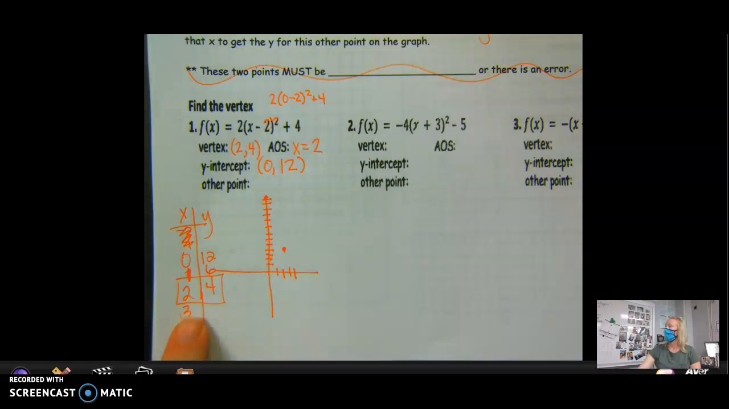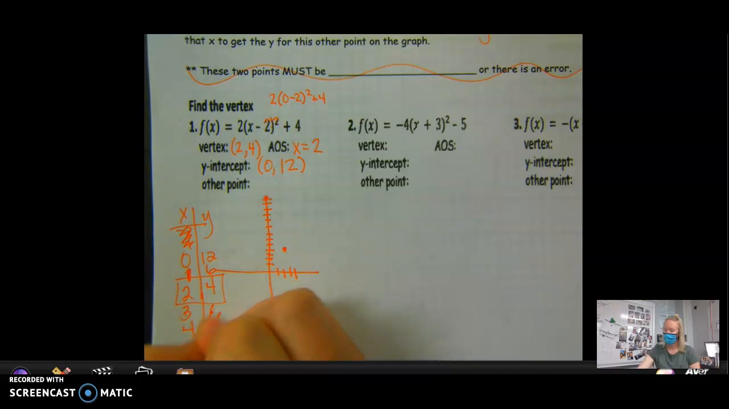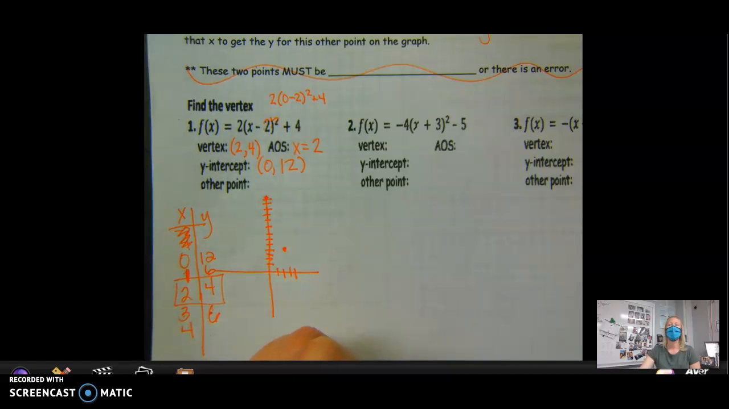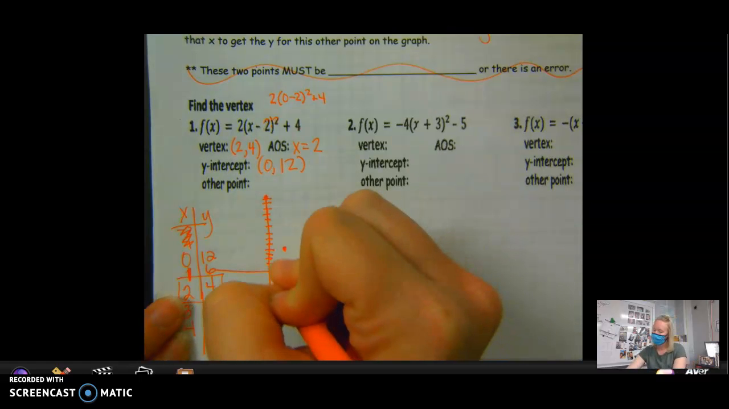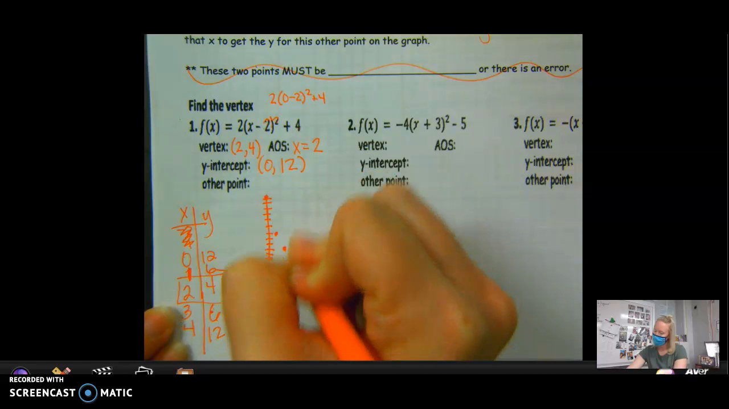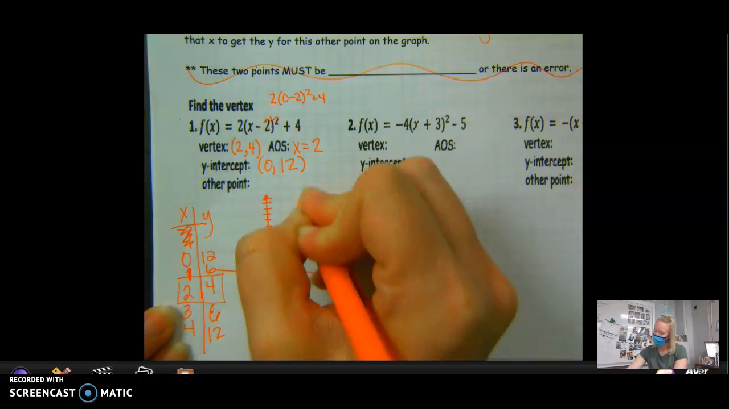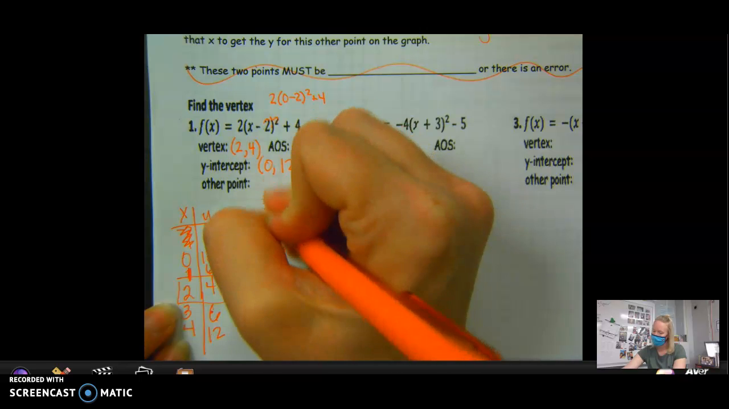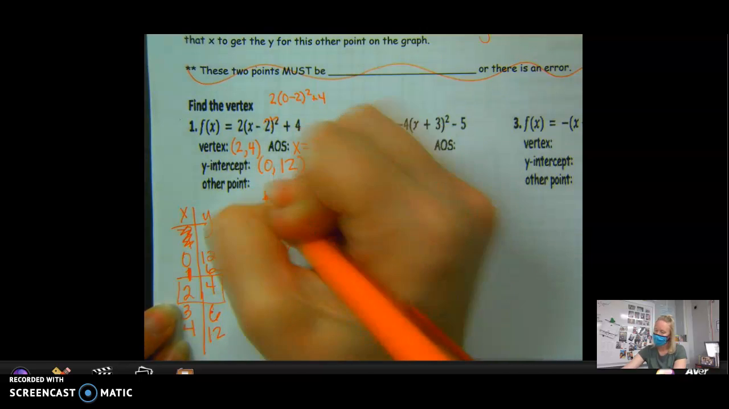We should know from what we've done that these points mirror image. What should 3 have a value of? 6. What should 4 have a value of? 12. So let's plot this. Over 1 up 6. Over 3 up 6. Over 4 up 12. Is that making a U shape? Yes.